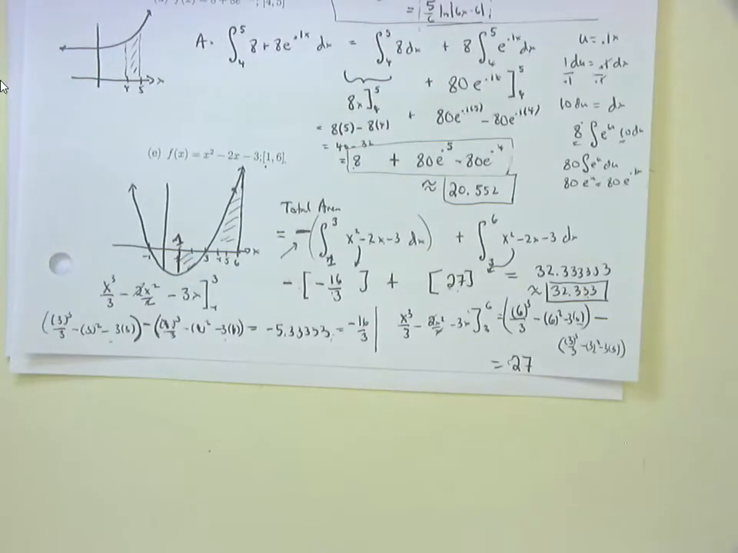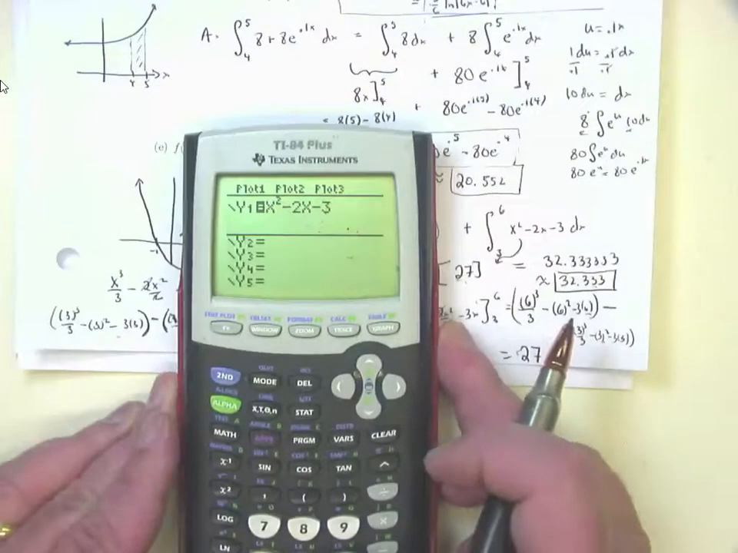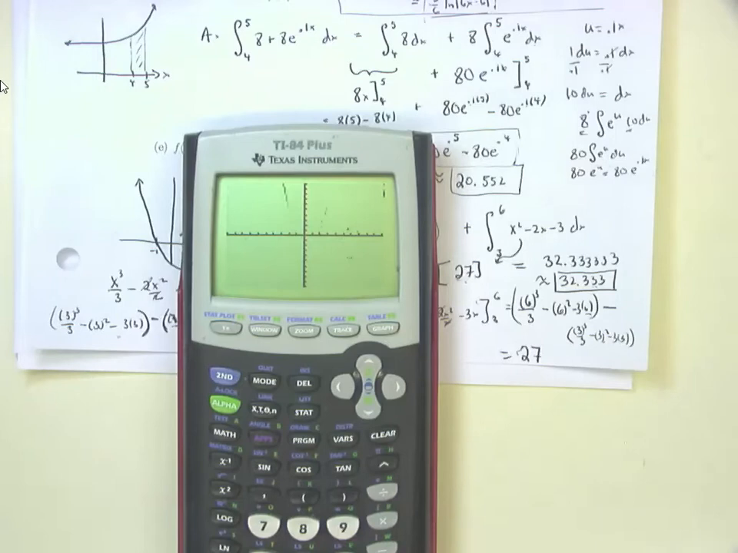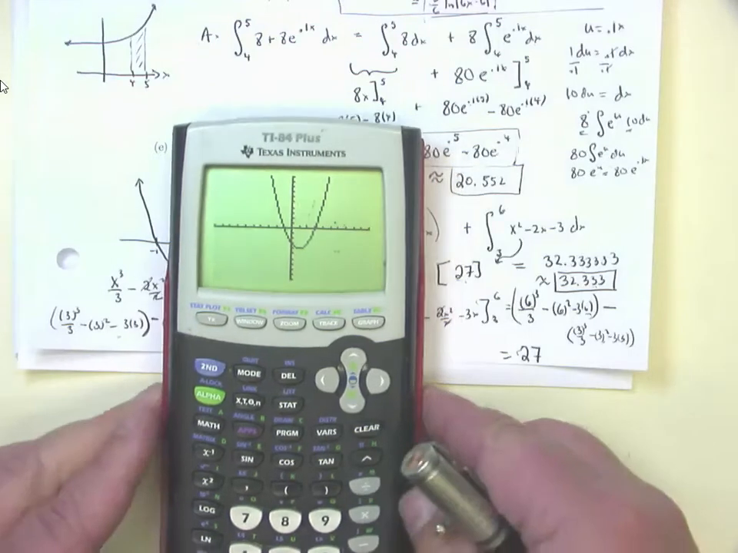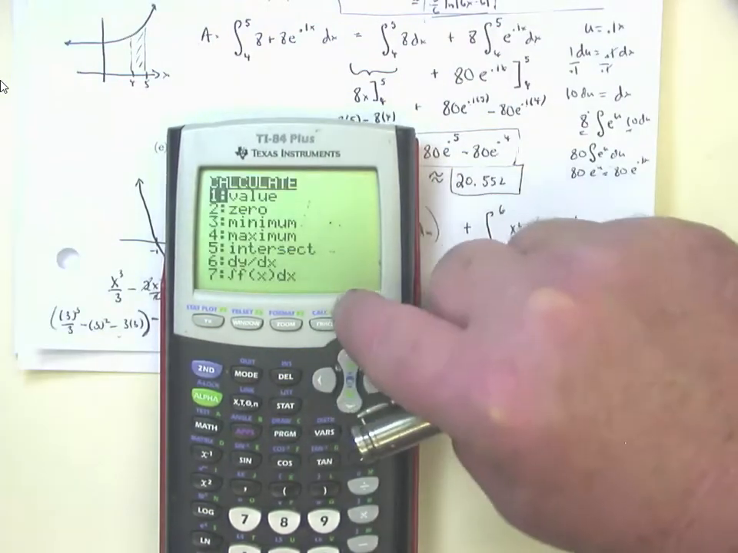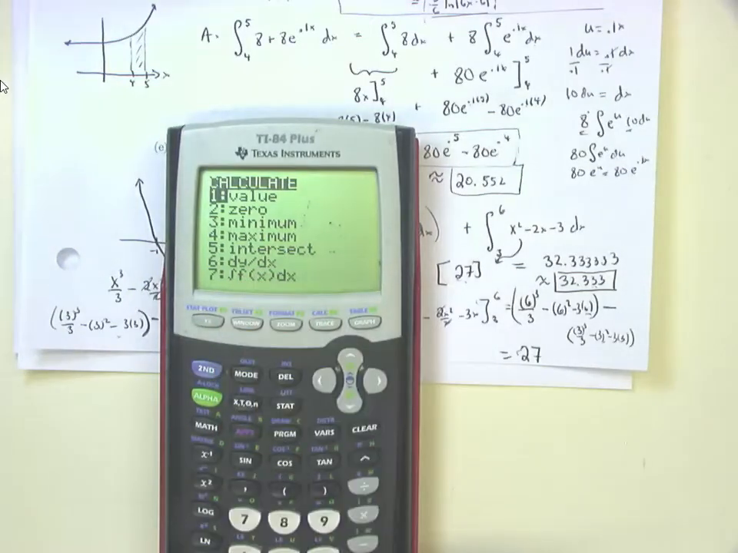And again, showing you some other things, you know I can graph this guy. So if I go to y equals x squared minus 2x minus 3 and do a zoom 6 on this thing, here's my region. Here's my function. There's also another cool integral button located under second calculate. Second calculate, look at number 7. What is that? Integral. But there are two integrals in this problem.